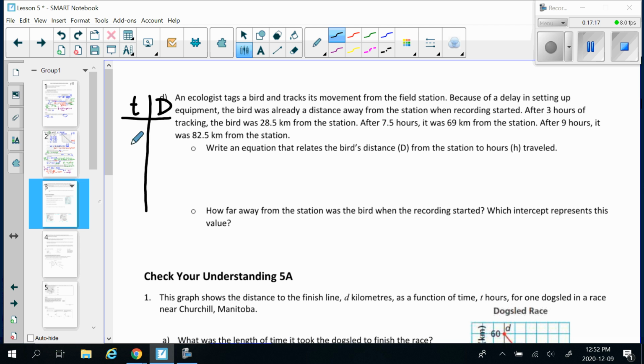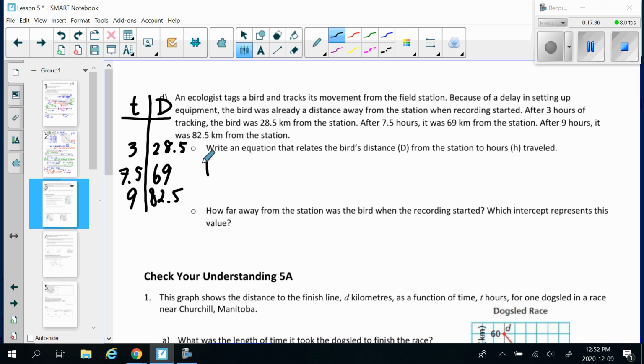So it says that after 3 hours of tracking, it was 28.5 kilometers from the field station. And then after 7.5 hours, it was 69 kilometers. And then after 9 hours, it was 82.5 kilometers. Write an equation that relates the bird's distance to the hours traveled.